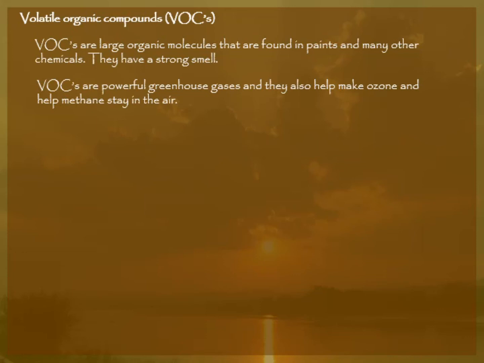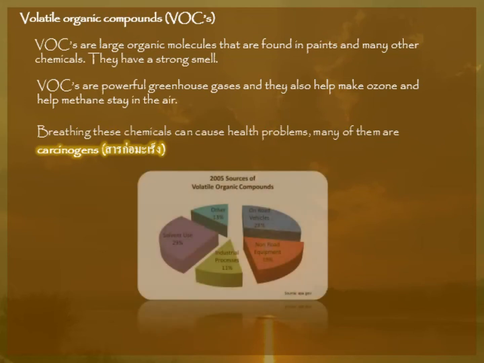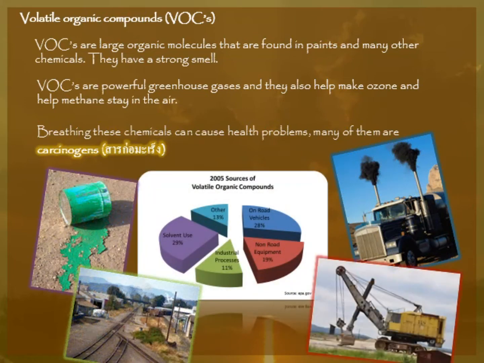They are powerful greenhouse gases, and they can also, by other processes, help to produce ozone and help methane stay in the air. Breathing these chemicals is often carcinogenic. Many of them will cause cancer. So here are some 2005 numbers on the sources of mankind's production of volatile organic compounds. Of course, this doesn't say anything about how much we produced, but just the overall balance between the different sources.